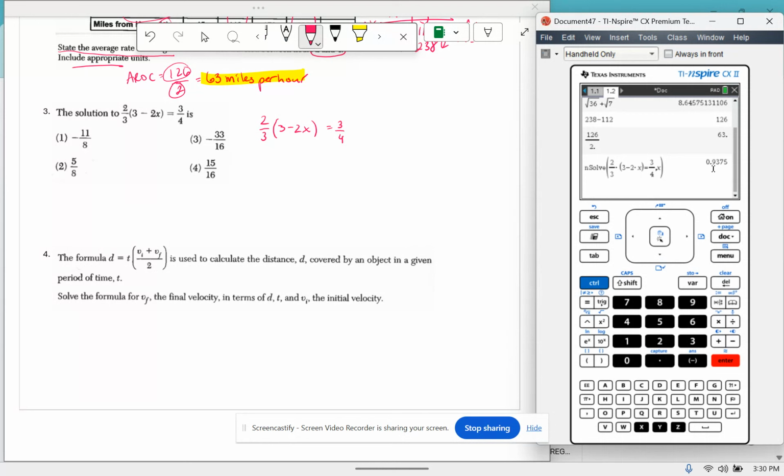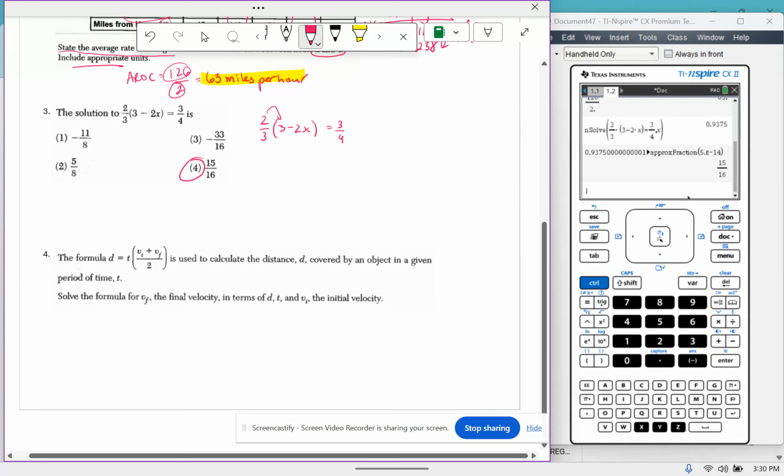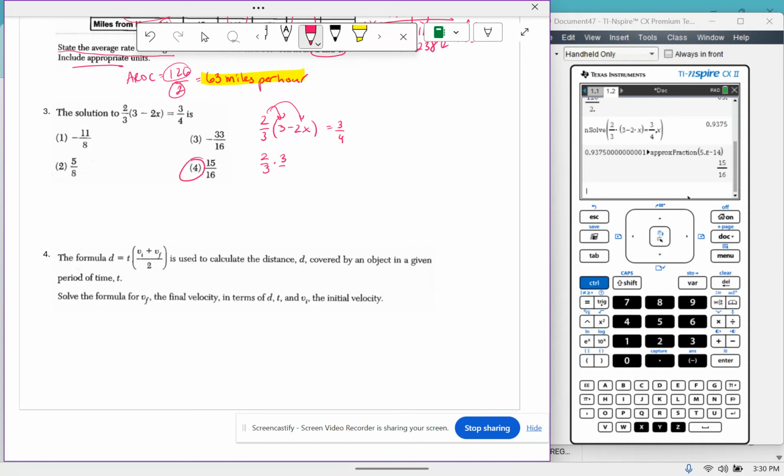I don't know what that is as a fraction though, and all the answer choices are fractions, so I'm going to do menu, 2 for number, 2 for approximate to a fraction. It's 15 over 16. If I wanted to do it mathematically, here's what it would look like. I would have 2/3 times 3 minus 2/3 times 2x over 1 equals 3/4. I would then have these cancel, and I would get 2 minus 4x over 3 equals 3/4.